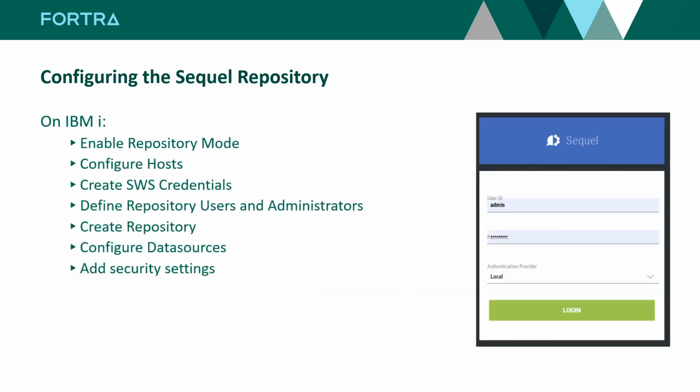Once those two steps are done, you go over to your IBM I, enable repository mode, configure the hosts, create your credentials and some users, and then the next two steps, the create repository and configure data sources, those can be done in just simple clicks of a mouse, and they can actually even be grouped together and done at the same time. And the last option, the add security settings, this one's going to take a little bit longer.